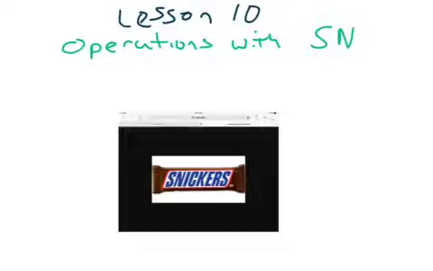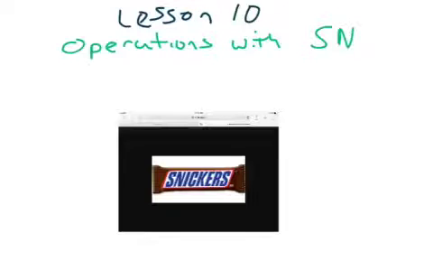All right, welcome students to today's lesson on operations with scientific notation. This is lesson 10. In yesterday's lesson and last week's lessons, you worked with scientific notation, and with the help of the calculator, you're able to convert standard notation to scientific notation, hopefully without a problem. And now, especially after yesterday's lesson, you've become a little bit more comfortable with using the calculator to do this.